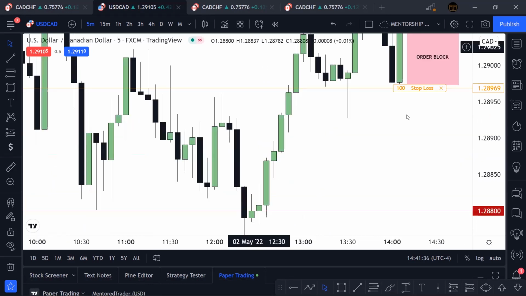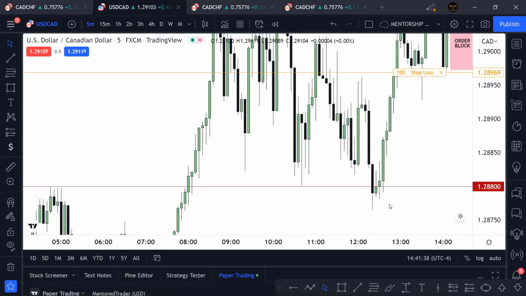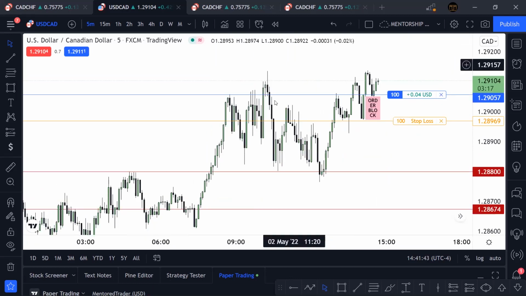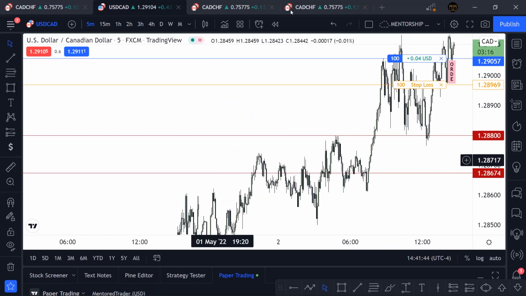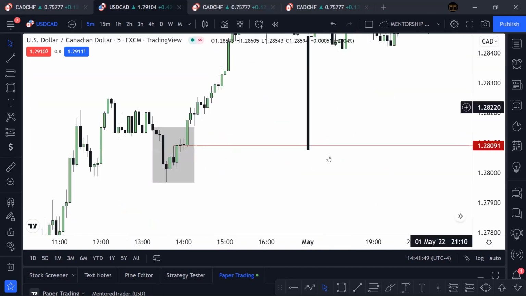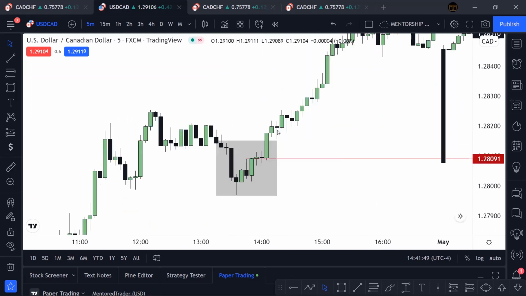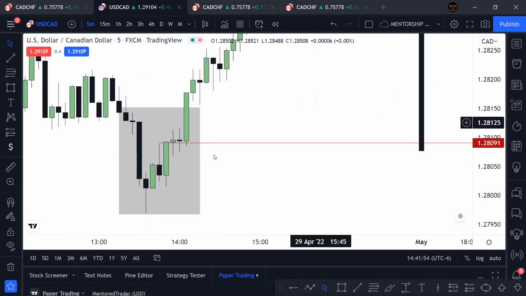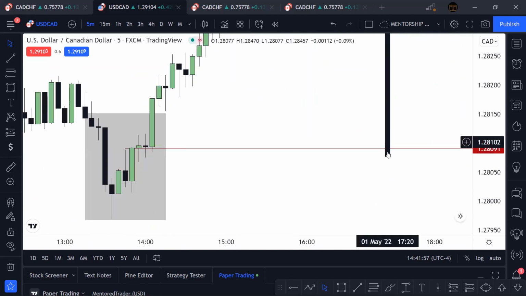Let me show you something that happened on this same pair. I think the USD card, the New York Open. Now you see what happened. You see this order block here. Where did price open to? Price opened here.